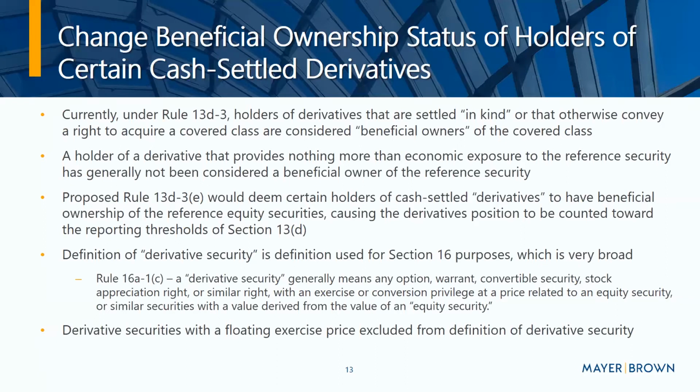A bit of history here. The current reporting regime does generally not attribute beneficial ownership to somebody who holds a purely cash-settled derivative, because that's just a right to payment and it doesn't confer the ability to influence voting or disposition of the actual equity security, at least not by the terms of the derivative. One exception to that under the current regime is if you have an instrument that is part of a plan or scheme to divest or prevent the vesting of beneficial ownership, then you're deemed to have beneficial ownership nonetheless.